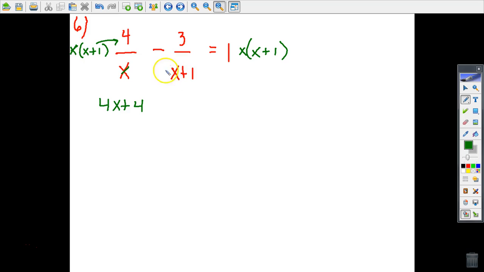Same thing here. If I divide x plus 1 into this LCD, the x plus 1s would cancel, leaving this x. And what do I do with the x? I multiply times the numerator. That's minus 3x. On the right side, you could divide by 1, but all I really need to do is put this together using multiplication. And hopefully you can see the presence of this x squared means we're going to have a quadratic equation. So let's go ahead and combine like terms, 4x minus 3x.